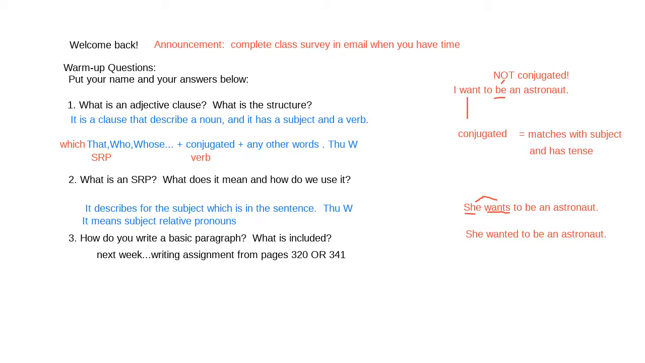But let me give you examples of things that are not conjugated. Look at these infinitives, to be, right? I never change the be form. I never say to is or to was, okay? Even though my subject is changing or my tense is changing, the infinitive verb doesn't change. It's not conjugated in this sentence.